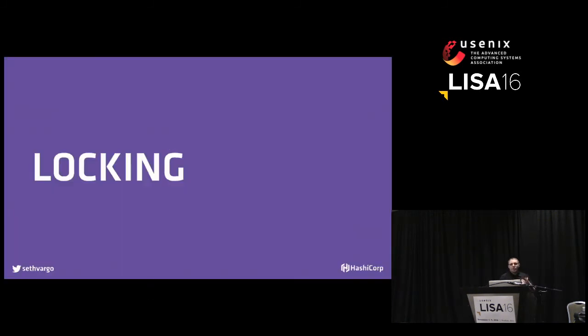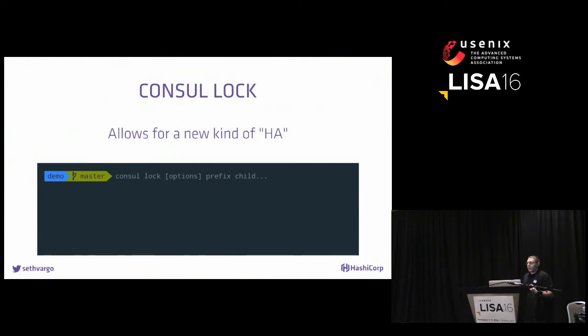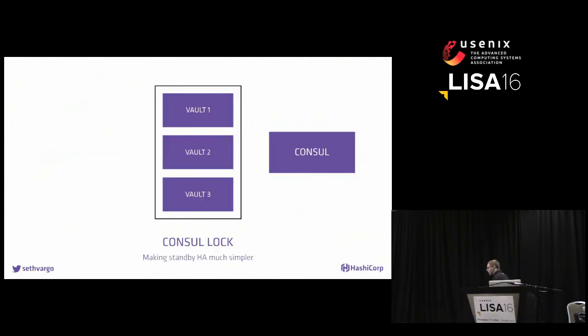Consul has built-in support for client-side leader election and distributed locking, and that's brought to you by the Consul lock command. So for example, something like Redis is a little bit challenging to run in HA unless you configure it correctly. Instead, you can run multiple Redis instances if you're running it statelessly, and you can run them in a Consul lock. And the first one will acquire the lock, and then the second one will block until the first one dies, gracefully or ungracefully, then the second one will pick up where it left off.